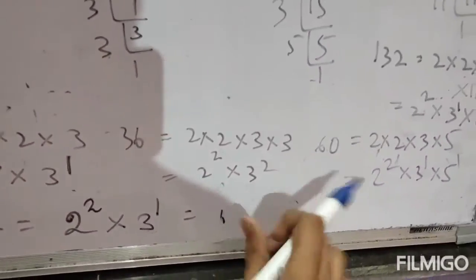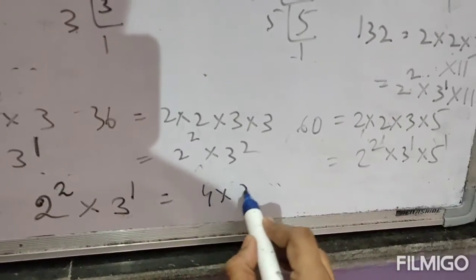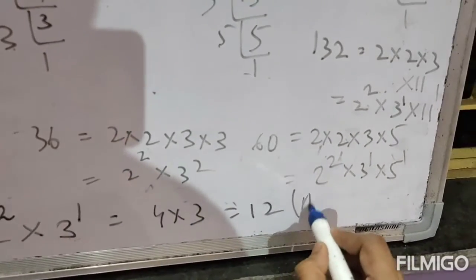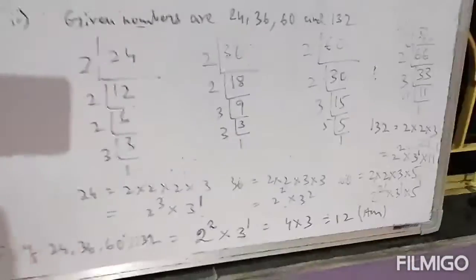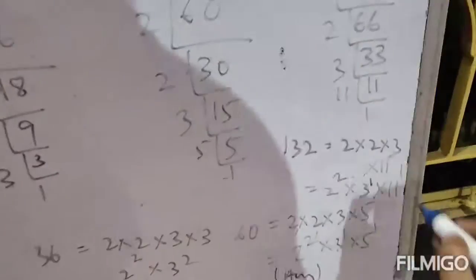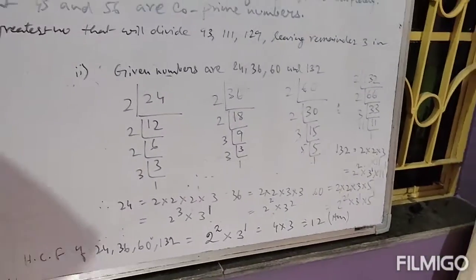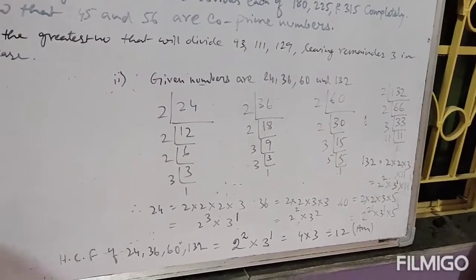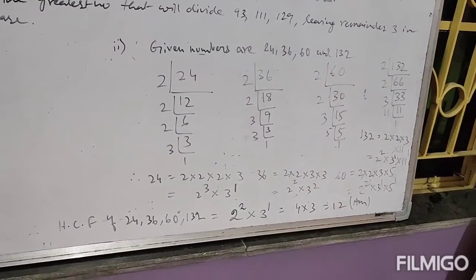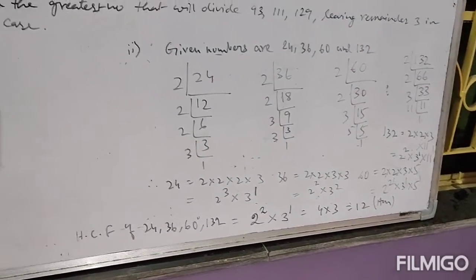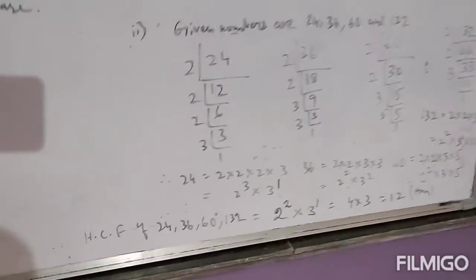2 square means 4, and into 3 to the power 1 means 3, therefore 12. So your answer will be 12. Clear? Your answer will be 12. So this is the prime factorization method. I have solved one by division method and another one by prime factorization method. So your answer will be 12. We have to choose common numbers with smallest power. Clear? Next, question number 5.